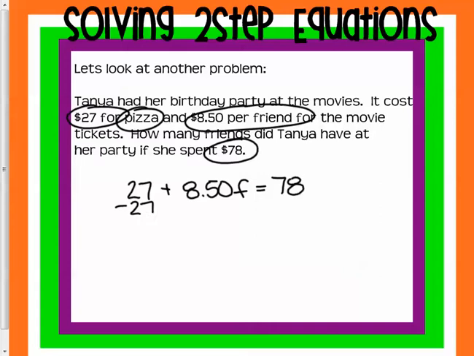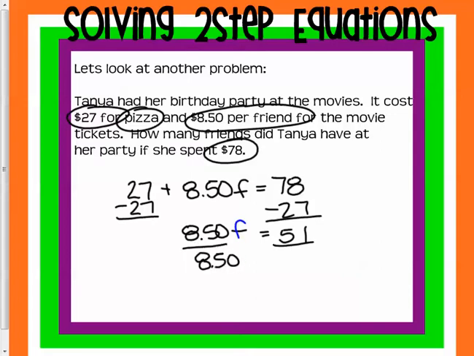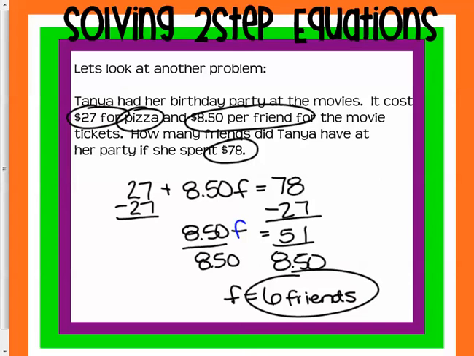So I'm going to pay for the pizza first, right? I'm going to undo this so I can figure out that I have a total of $51 left to spend. Remember, you can use your calculator, so I'm going to grab my calculator and divide 51 by 8.50, and I know each ticket that my friends are going to have is 6. Or excuse me, I know that I have 6 friends costing $8.50. So don't forget your label.